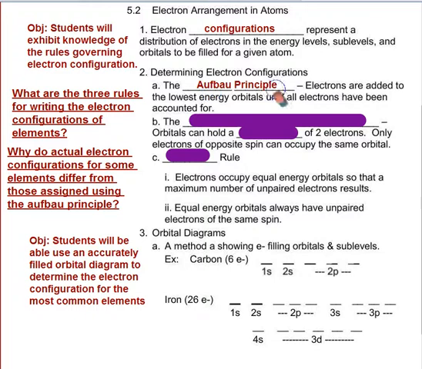The Aufbau principle: electrons are added to the lowest energy orbitals until all electrons have been accounted for. As you move across the periodic table, across all of our elements, we have a number of different electrons, and they all have to be accounted for in the electron configuration. So, this is the first part of the Aufbau principle: we start from the bottom up, and all of the electrons have to be accounted for.